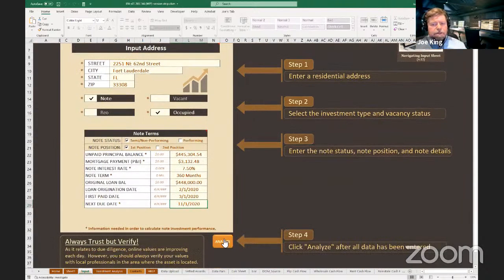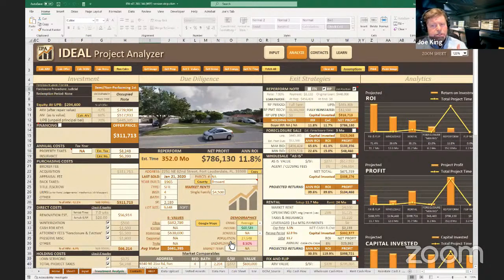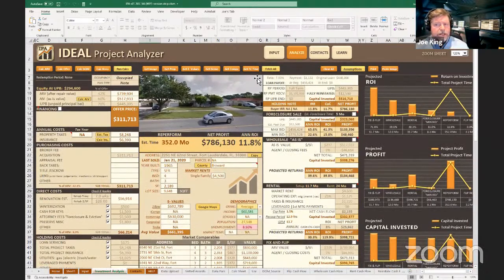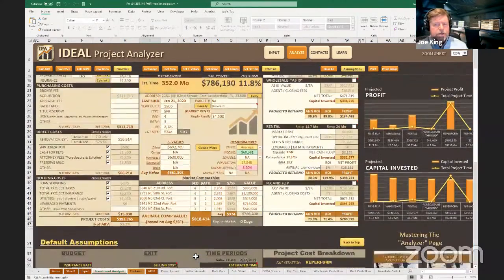With that, what we do is we click on this analyze button, and it takes us to a sheet where all the information is at our fingertips. Now, I went ahead and I already fetched all the information, but typically this is going to be blank when you get to this point. You're going to hit one button right here, fetch all. That's going to go out to the internet. It's going to pull in all this information that you see in the middle column.